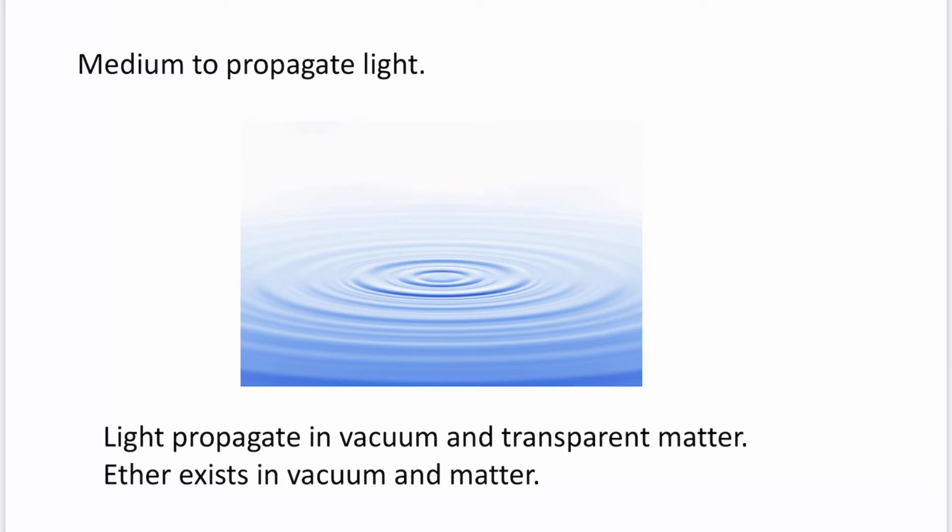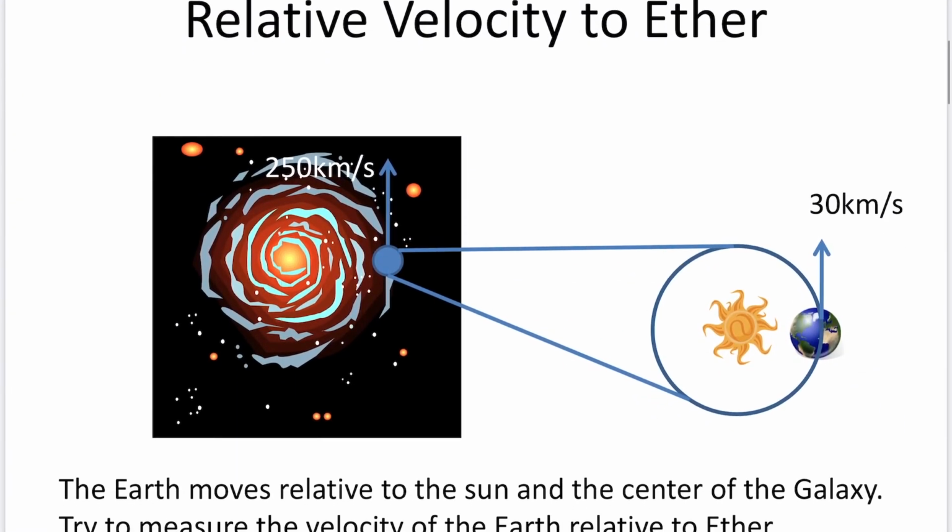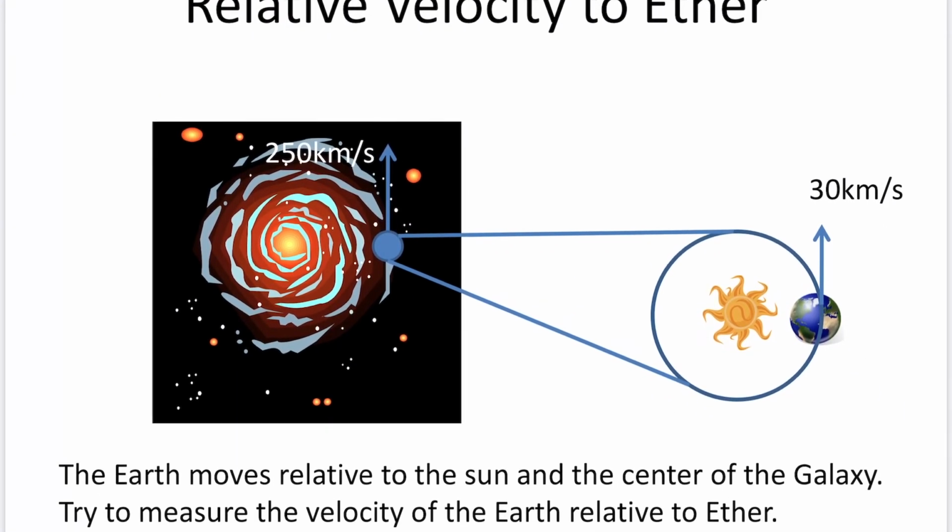Light propagates in vacuum and transparent matter. Ether should exist in vacuum and matter as well. So people try to find the speed of the Earth relative to the ether because the Earth is rotating around the Sun with a rotational speed of 30 km per second. And our solar system is rotating around the center of the galaxy with a rotational speed of 250 km per second.